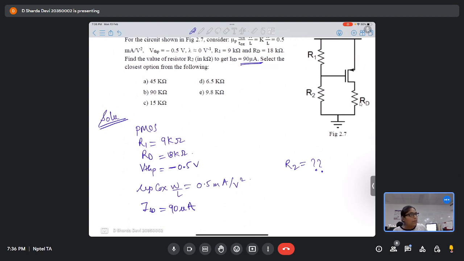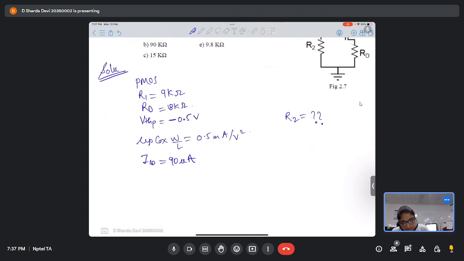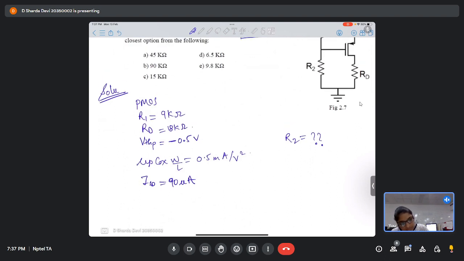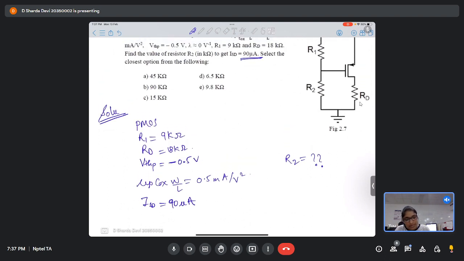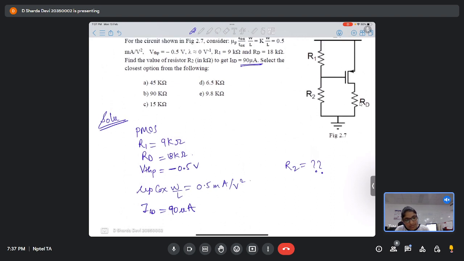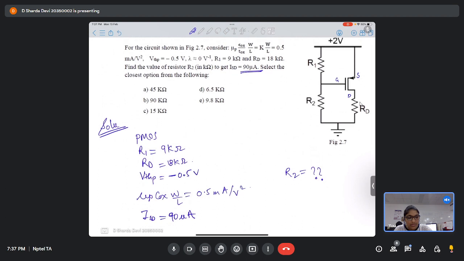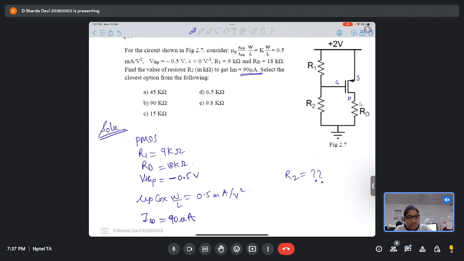Okay, now how will you know whether the transistor is in saturation or linear? Can you tell anything about this? So this is source, gate and drain terminal, right? So can you talk about the region of operation of this transistor, whether this transistor is in linear region or in saturation region? Can you say anything about that, or in triode region?